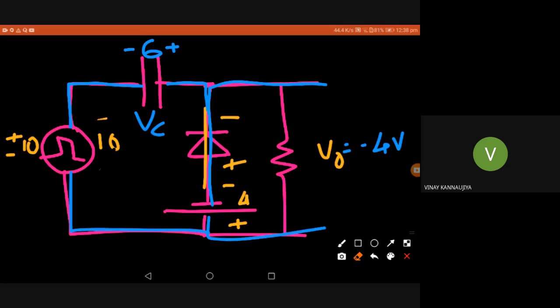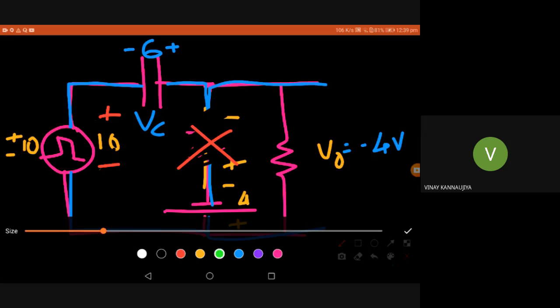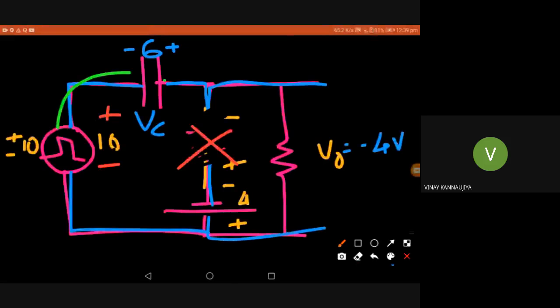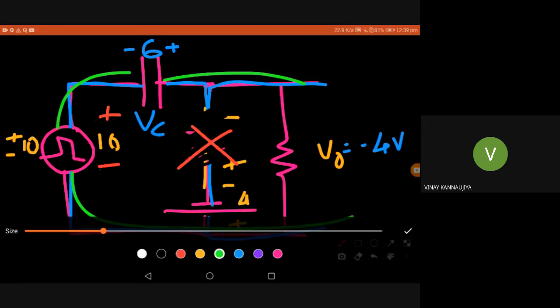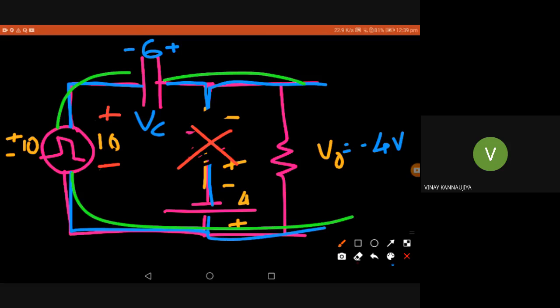In the positive cycle, we can see the input is now plus 10, minus 10. The diode is off in this case. We no need to consider the diode as well as the VB; both are off, so this is not considered. Now we can consider only this loop: V input, capacitor, output loop. Now just write the Kirchhoff law.